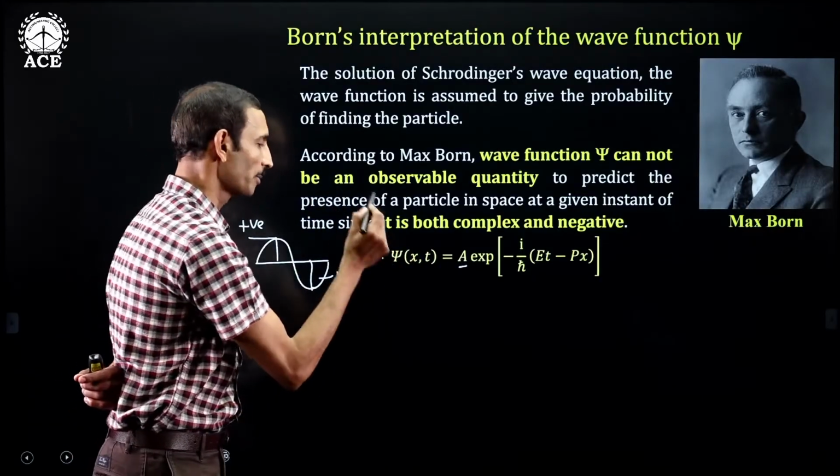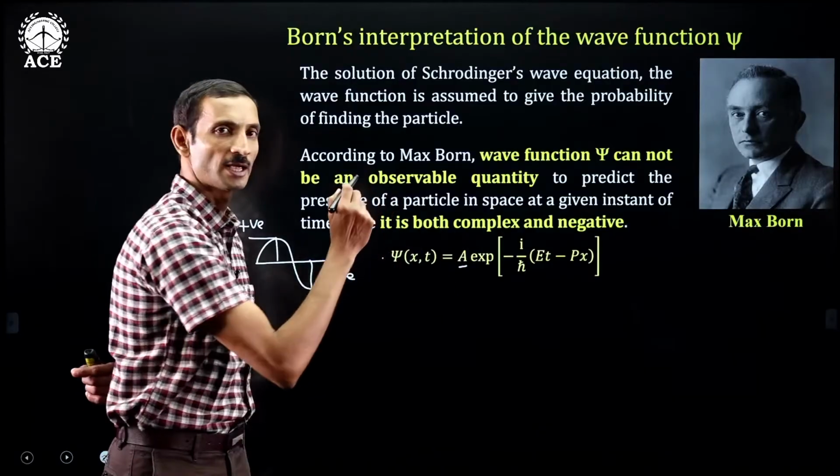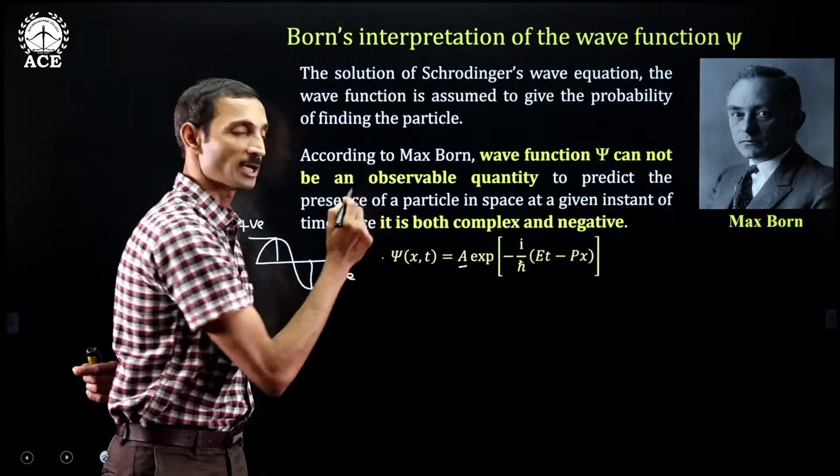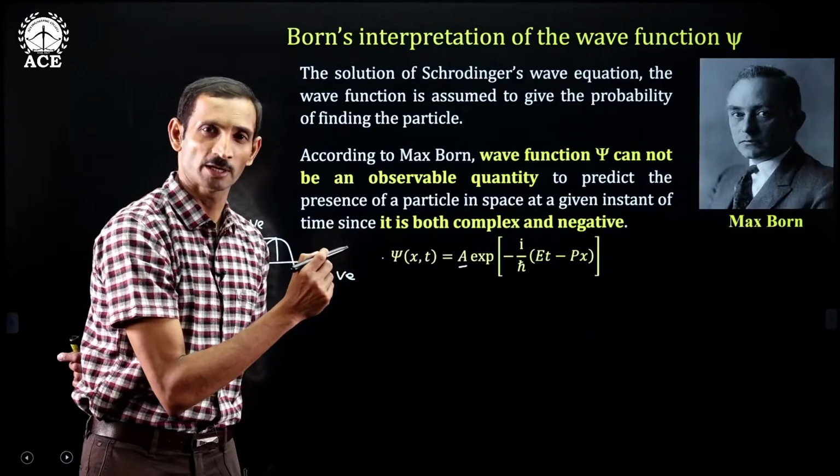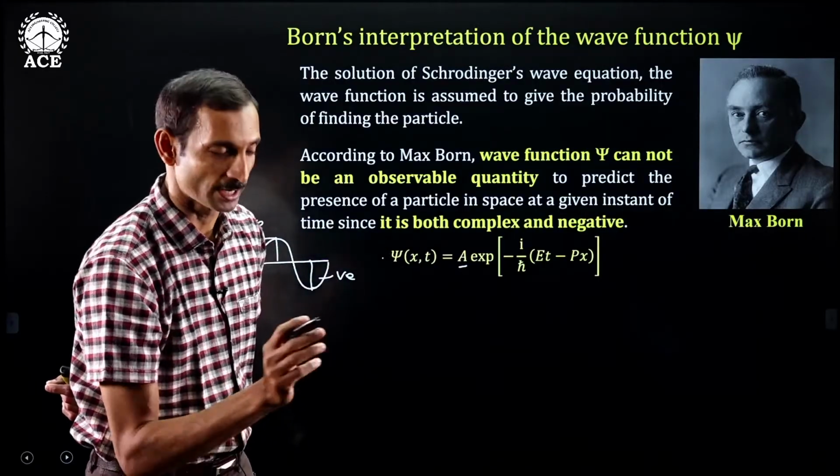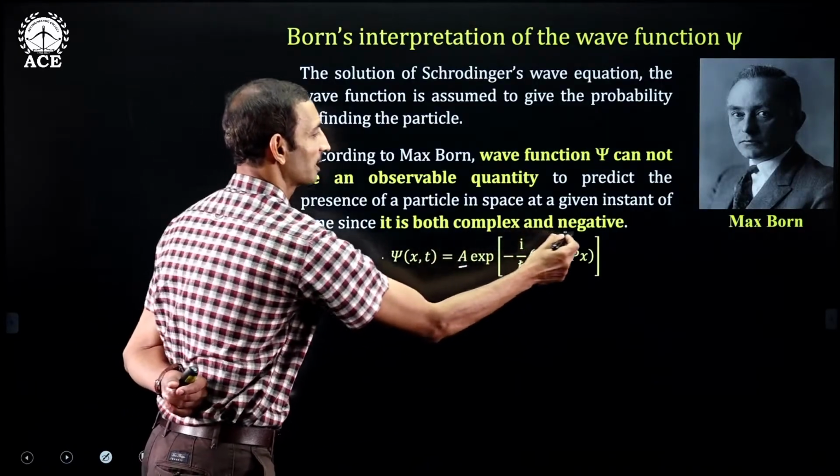If at all psi is probability, then since A can sometimes be negative, psi would become negative. That means, is there any concept like negative probability? Right. So psi becomes negative because of that reason.